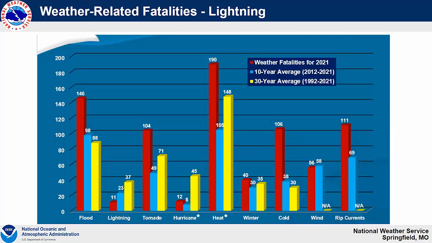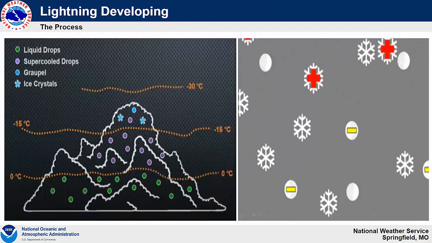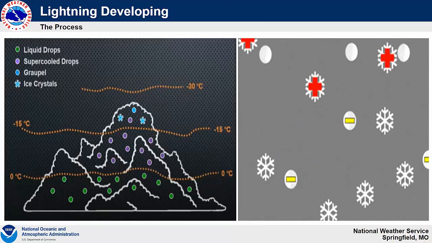Additionally, weather-related fatalities with respect to lightning continue to be on the decline each year, but are still a concerning number. The 10-year average is 23. Meanwhile, the 30-year average is closer to 37. So while that number has come down over the past several years, it continues to be an area of concern related to weather-related fatalities. So let's discuss how lightning develops.